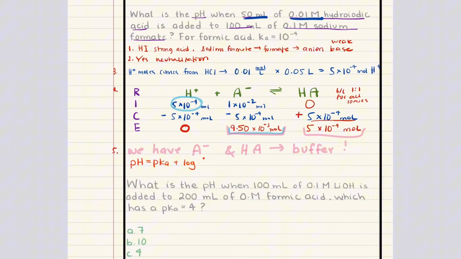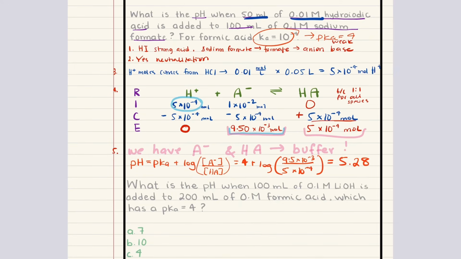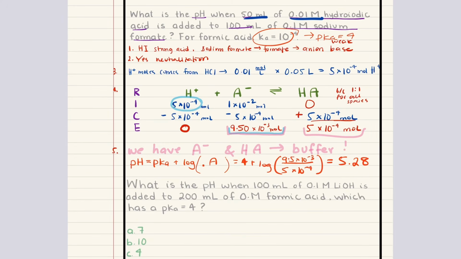So we're going to set up pH equals pKa plus the log of base divided by acid. This is equal to pKa, which is 4, plus the log of 9.50 times 10 to the negative 3 divided by 5 times 10 to the negative 4. This is equal to 4 plus 1.28. That is equal to 5.28. So step 6, we're going to report the requested quantity, which is pH. We just calculated pH is equal to 5.28.